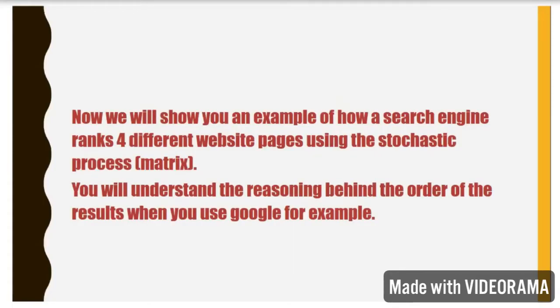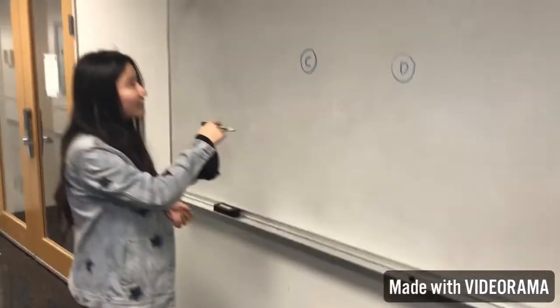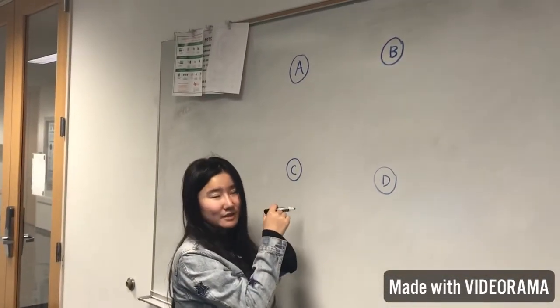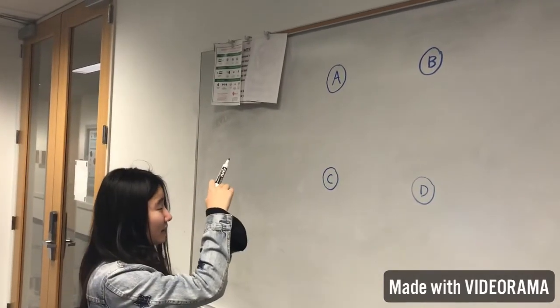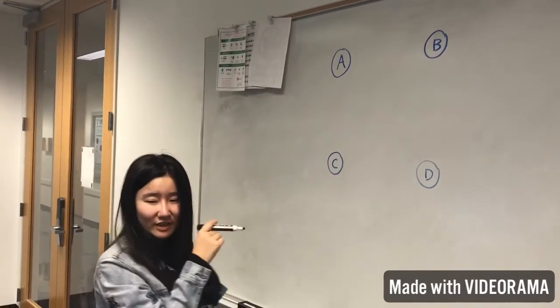Now we will show you an example of how a search engine ranks 4 different website pages using the stochastic process. You will understand the reasoning behind the order of the results when you use Google, for example. Here is an example about the 4 websites A, B, C, D, and now I will show you how the 4 websites link to each other.